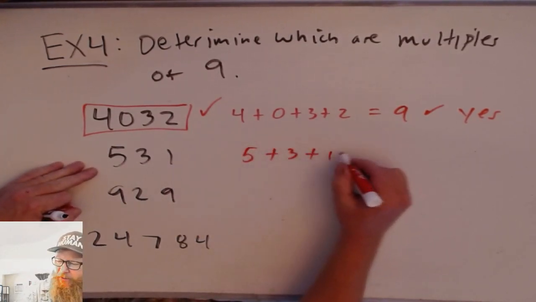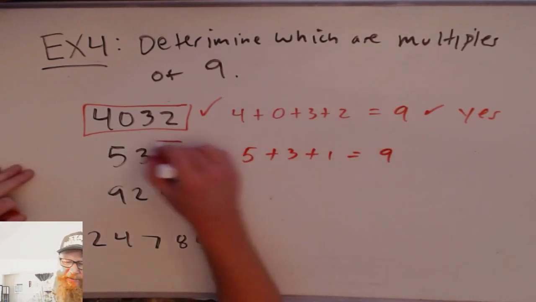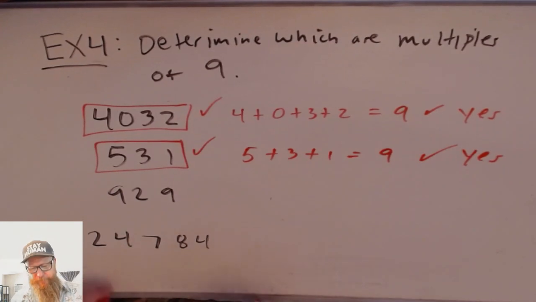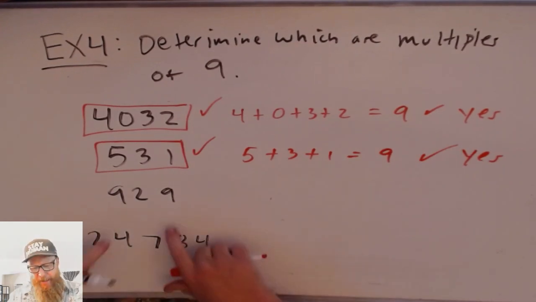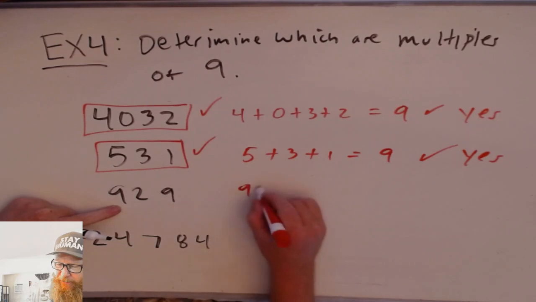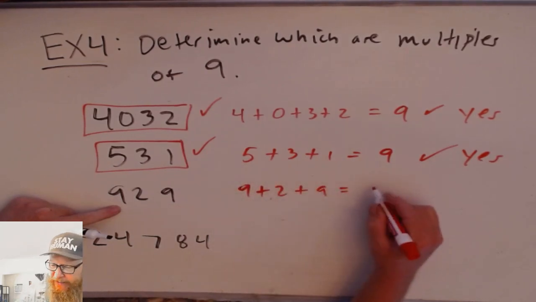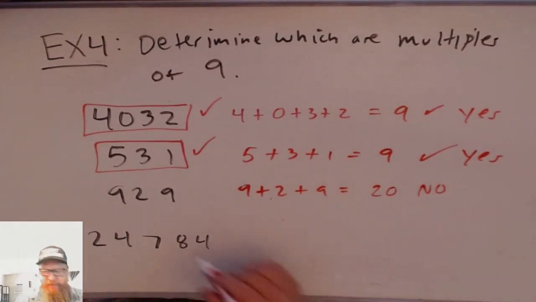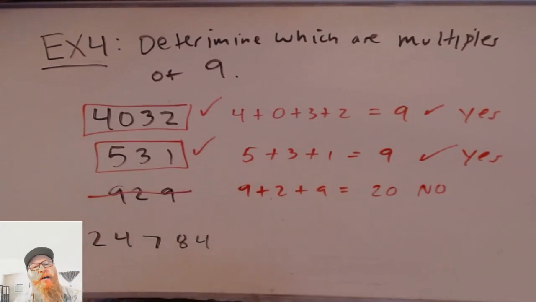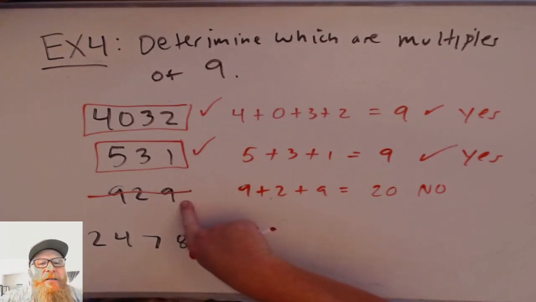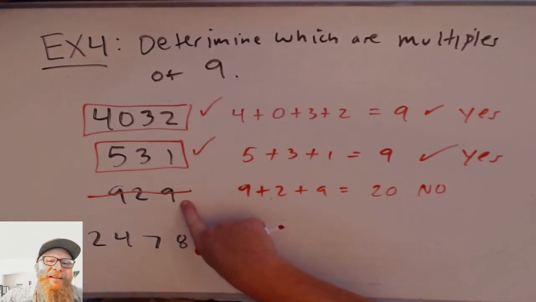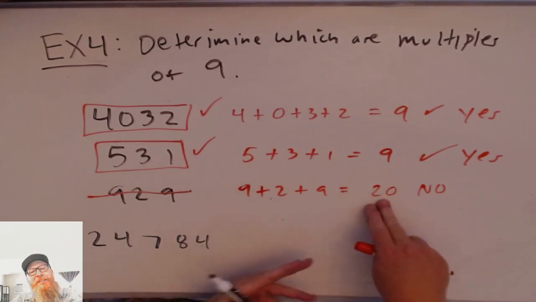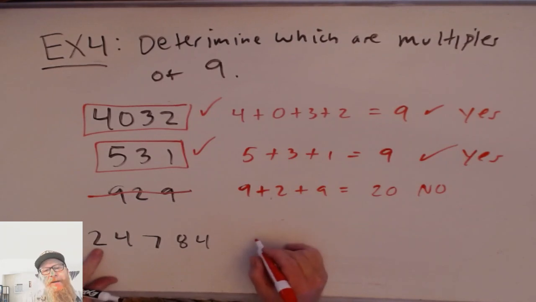5 plus 3 plus 1. Hey, that's 9 again. Check, yes, that's a multiple of 9. 929. 9 plus 2 plus 9 is 20. No. So that's a no, not a multiple of 9. Notice that it ends in a 9. That doesn't matter. You have to add them all up and see if the final result is a multiple of 9.